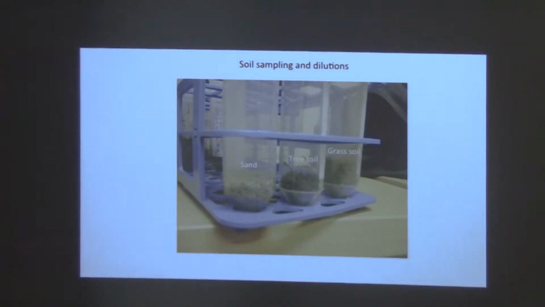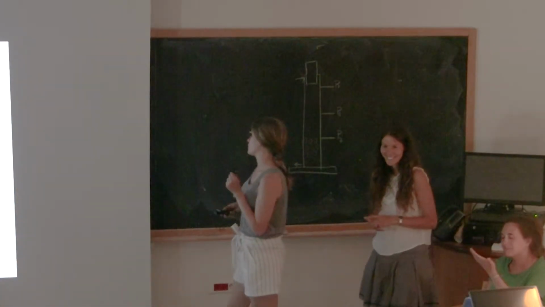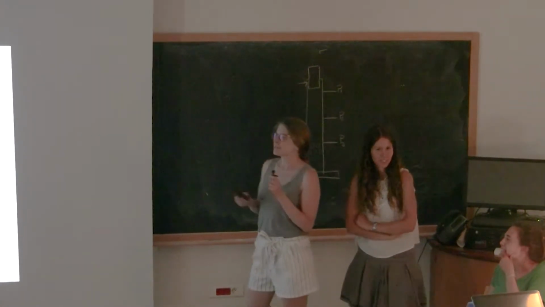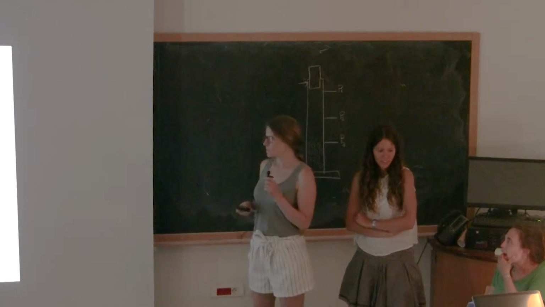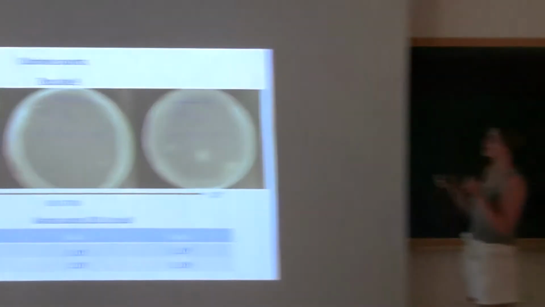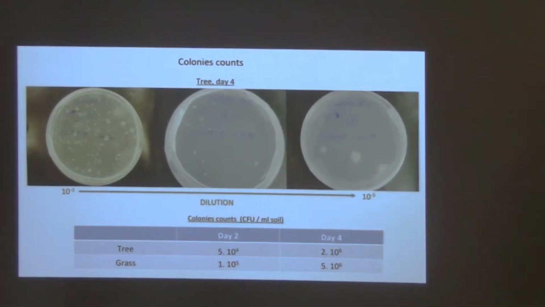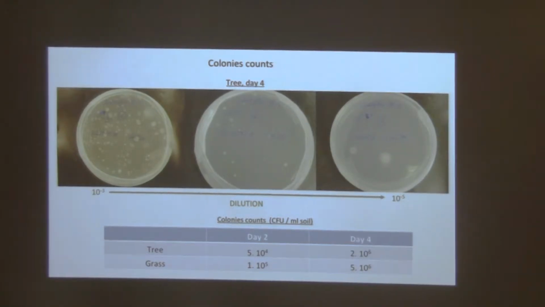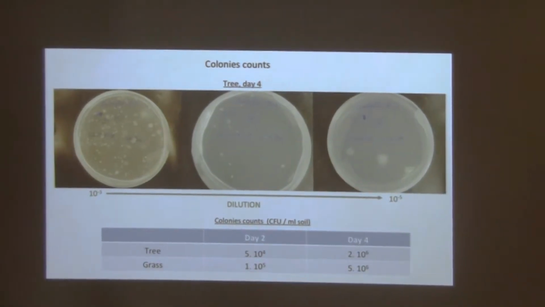for example, some sand from the beach, some soil close to a tree and close to grass. And then we diluted it several times. And so we took a little bit of this diluted solution. We spread it on Petri dishes. And then after already one day, we were able to see some colonies growing on the Petri dishes.